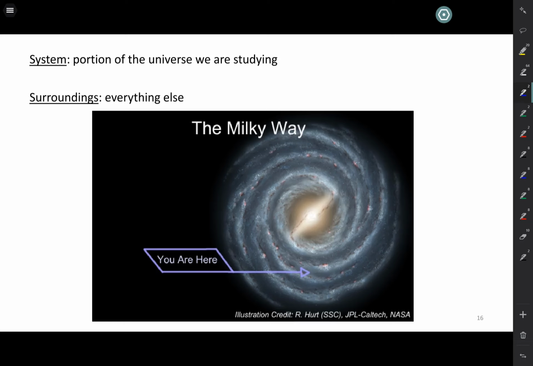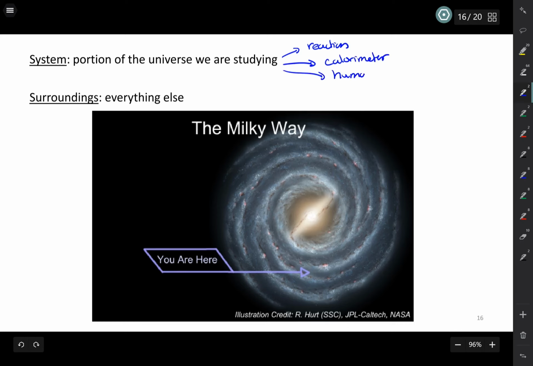All right, let's talk about operating regions. We're going to be talking about reactions, and about heat transfer and work transfer, and we need to get our regions of operation down. We define 2 regions, one the system and the other the surroundings. The system is the portion of the universe we are studying. Maybe this is a reaction, maybe it is all the liquid in a calorimeter, maybe it is the human body. Whatever it is that we're interested in, that is the system. Everything else is the surroundings.